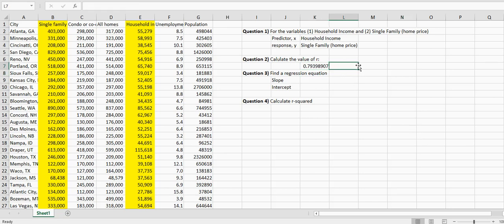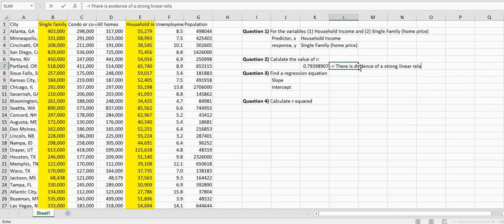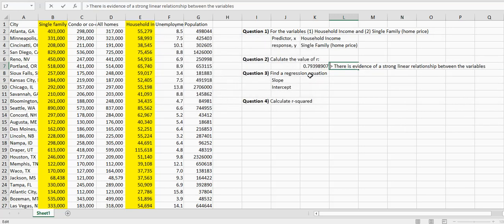It's close to one. So what this implies is there is evidence of a strong linear relationship between the variables. And that makes sense, right? As income rises, so will the prices of homes in that area.